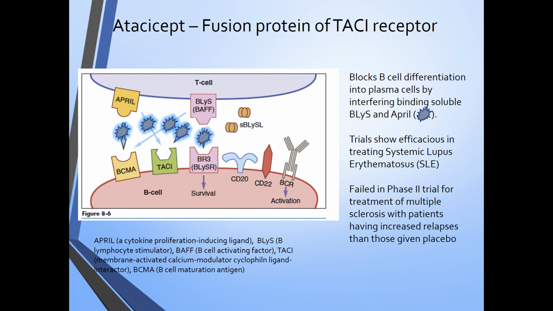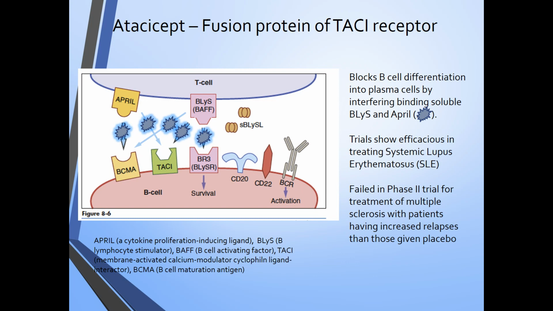Now, there's actually a therapy that looks like it might be pretty good in certain situations. It's atacicept. It's a fusion protein of the TACI receptor. And basically, what we mean by fusion protein is typically you can take the receptor and fuse it to the Fc portion of an immunoglobulin molecule. So you now make it soluble. It lasts longer in the circulation because of that fusion. If you don't have the Fc portion on it, it gets cleared relatively quickly.